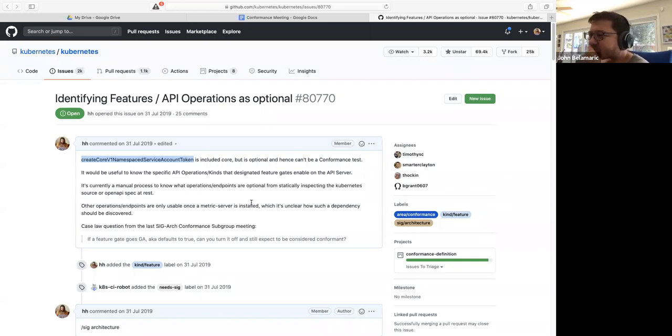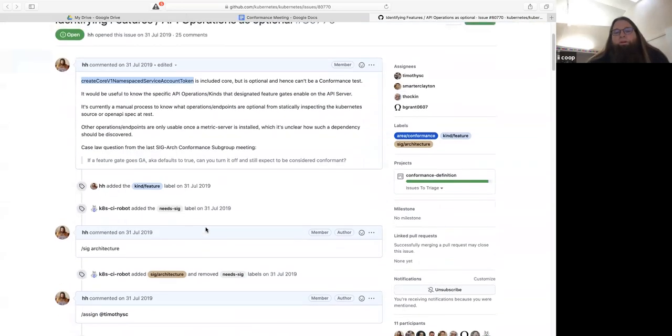Our mandate is to not include in conformance API operations that are optional. Right. And for create core v1 namespace service account token, it's still unclear to me if this should be removed.